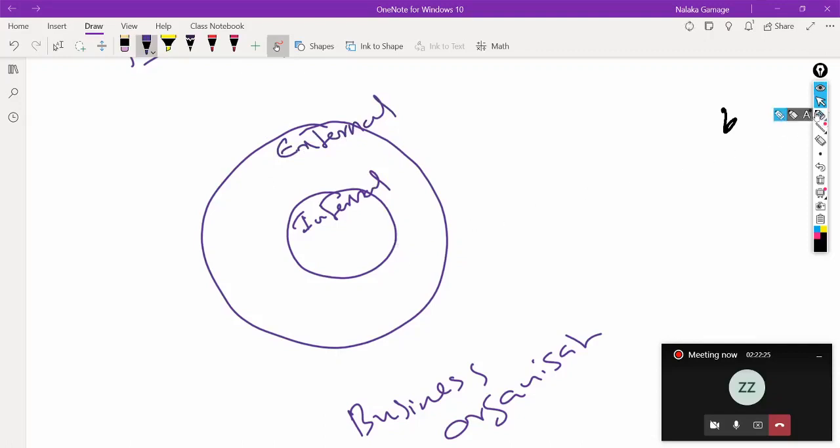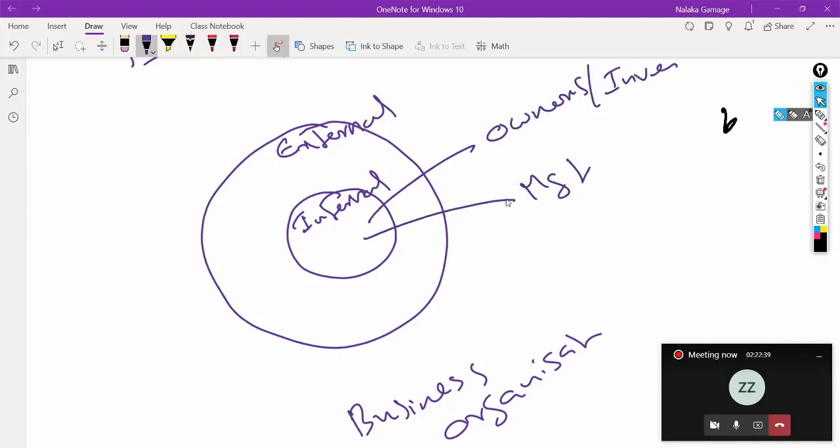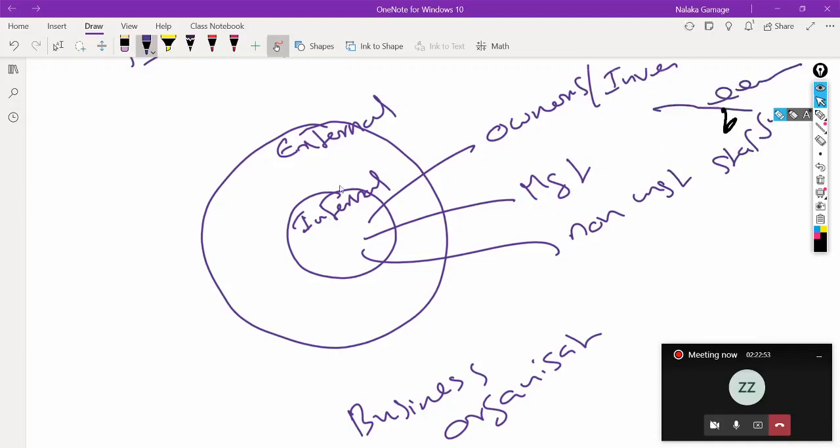So when it comes to internal factors, of course we discussed that previously also. What are those things? Owners or investors, obviously. The management, non-management staff. Management is also staff, employees. So these are all employees, right? So that is called the internal environment: the owners or investors, the management and non-management employees. That is what is known as the internal of the business organization.